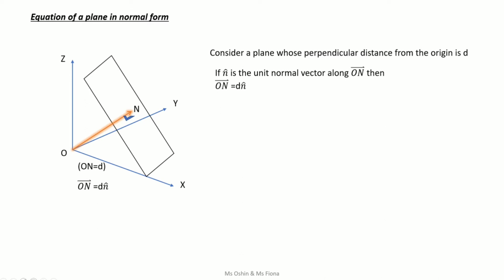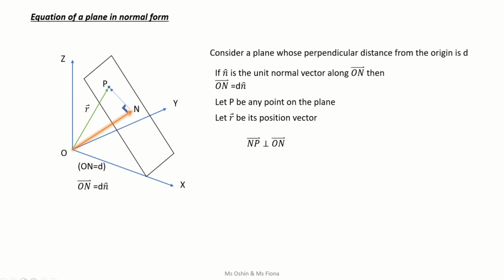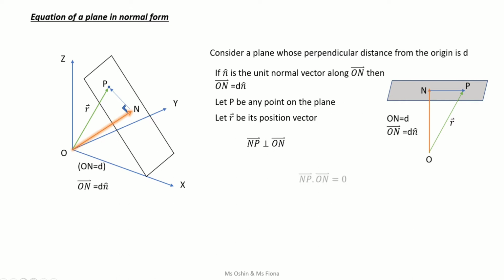Now, let's take P to be some arbitrary point on the plane with the position vector r. Observe that NP vector is perpendicular to ON vector. Since the two vectors are perpendicular, their dot product is equal to 0. So NP vector can be written as OP vector minus ON vector. So substituting OP vector as r vector and ON vector as d into n cap, we get the following step.